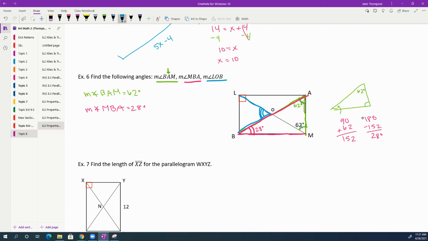So I can find this center angle here by using what I know about a triangle. So 62 plus 62 gives me 124. Subtract that from 180 and I get 56.